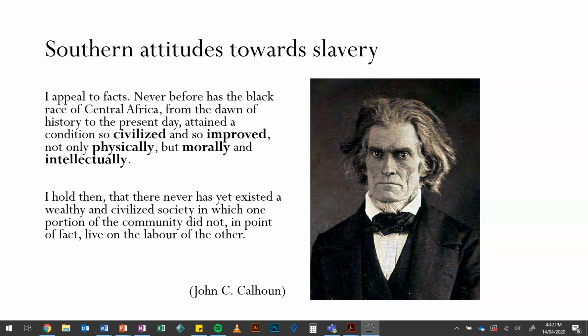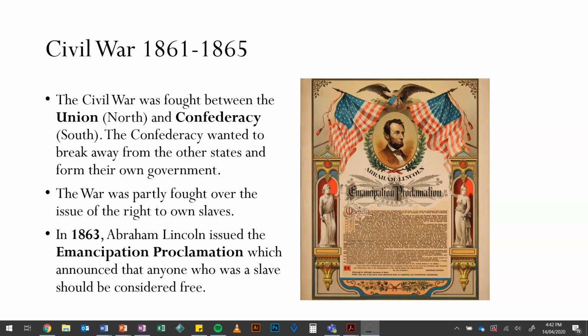You can see that he believed that they were physically improved, morally improved, and intellectually improved. And you can also see from the bottom paragraph that he firmly believed in that sense of hierarchy, of one race or one ethnic group being superior to the other.